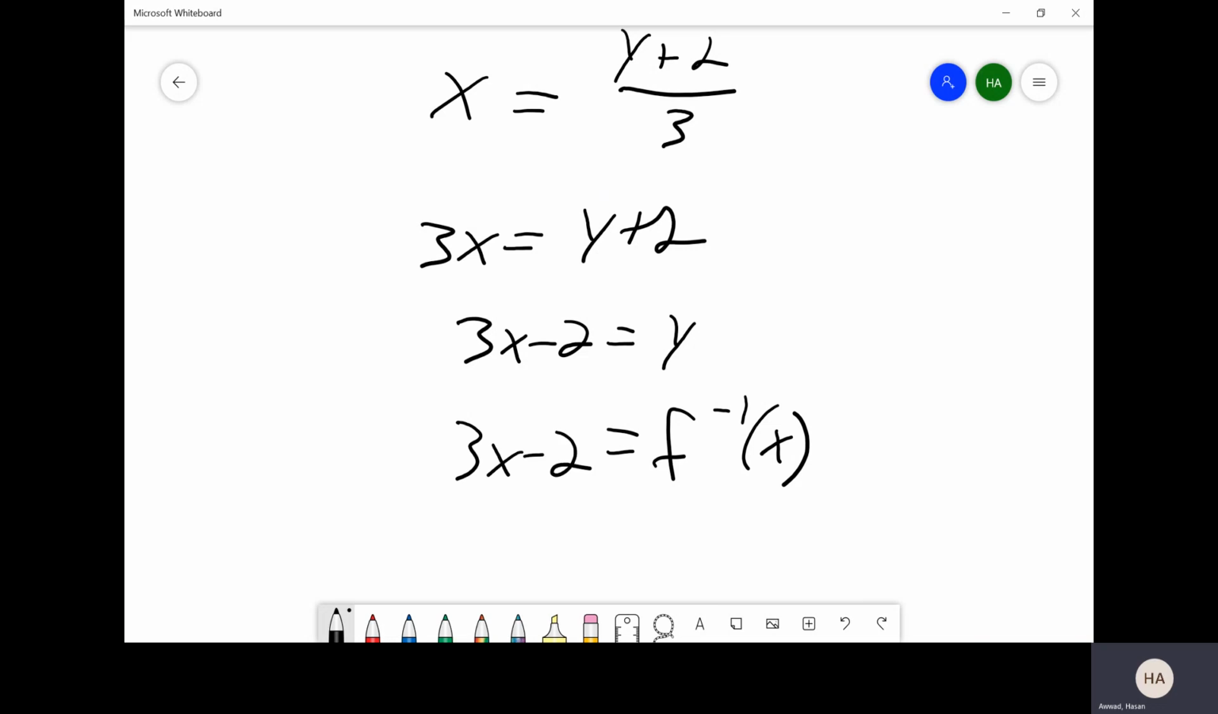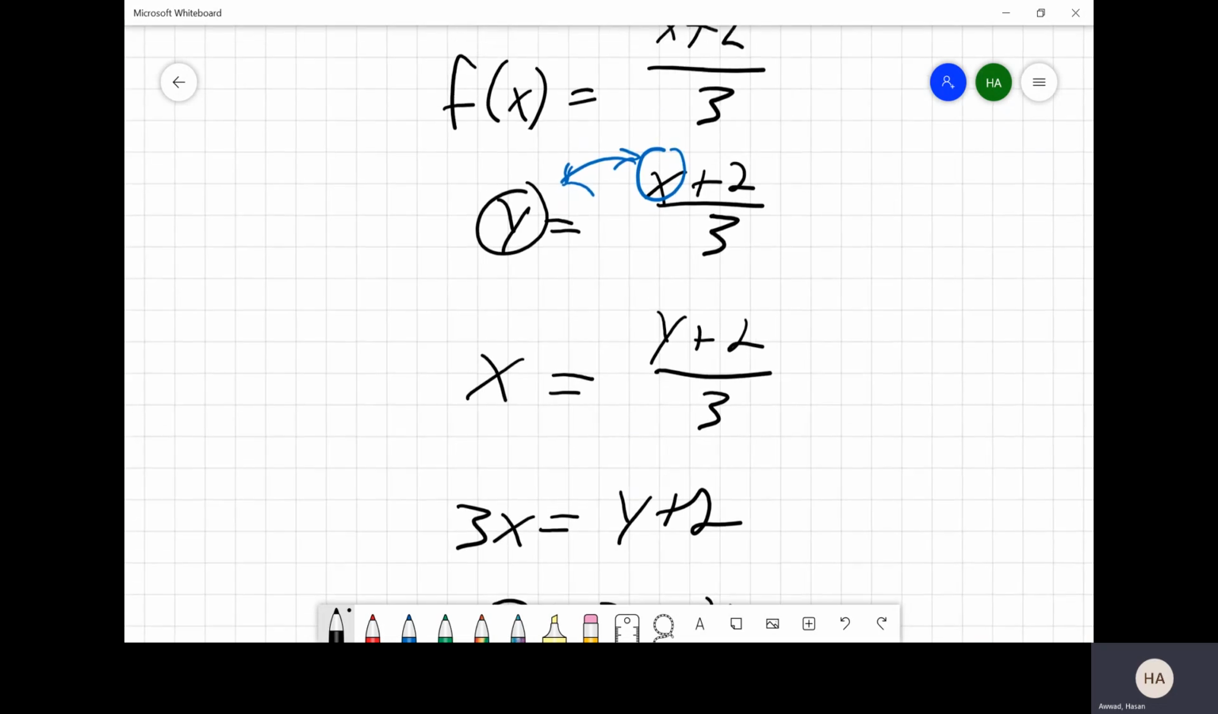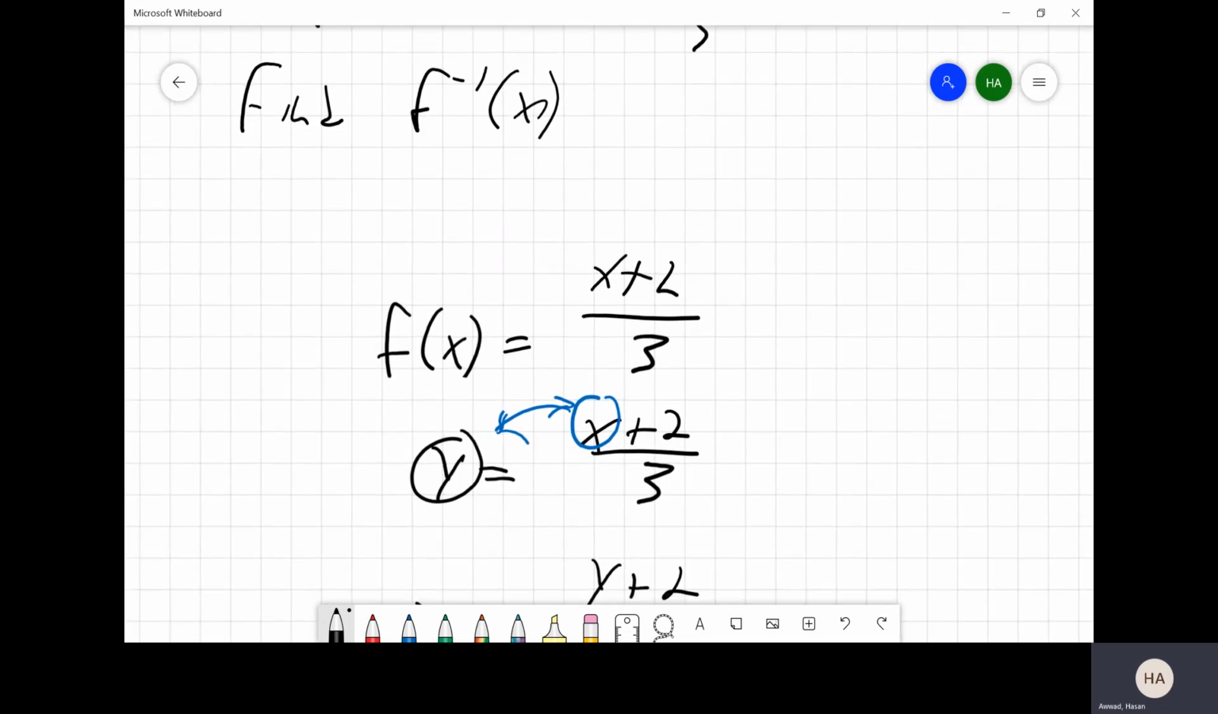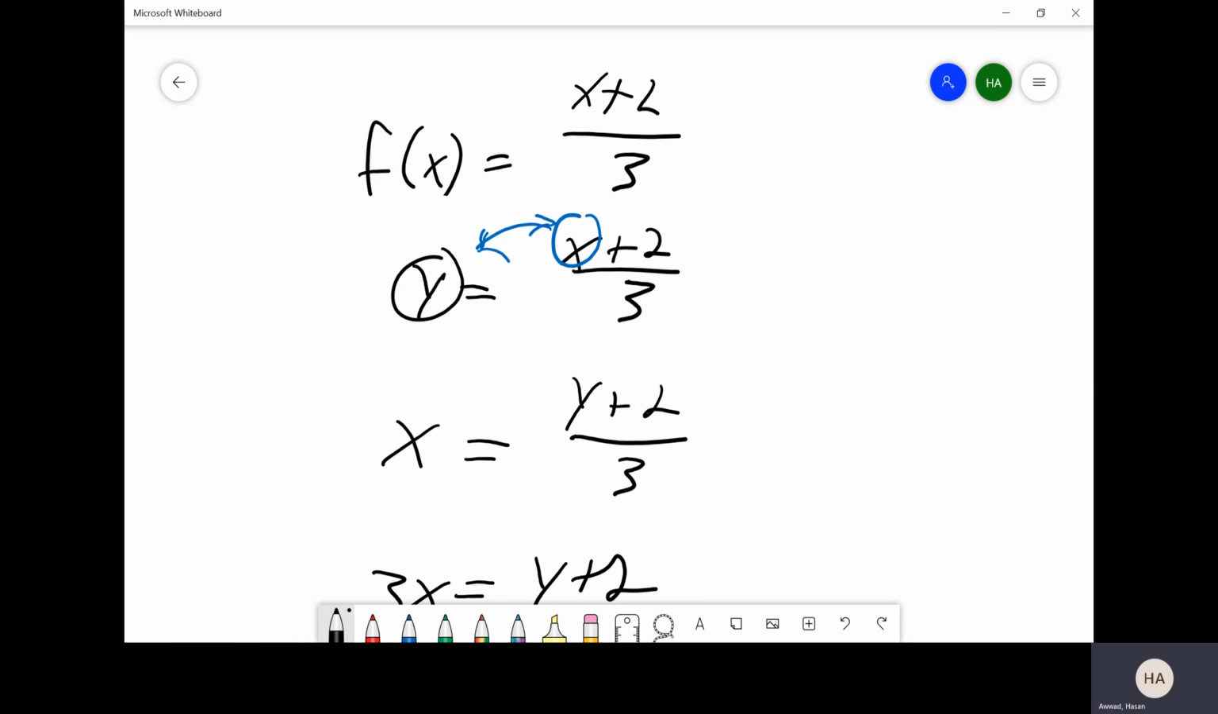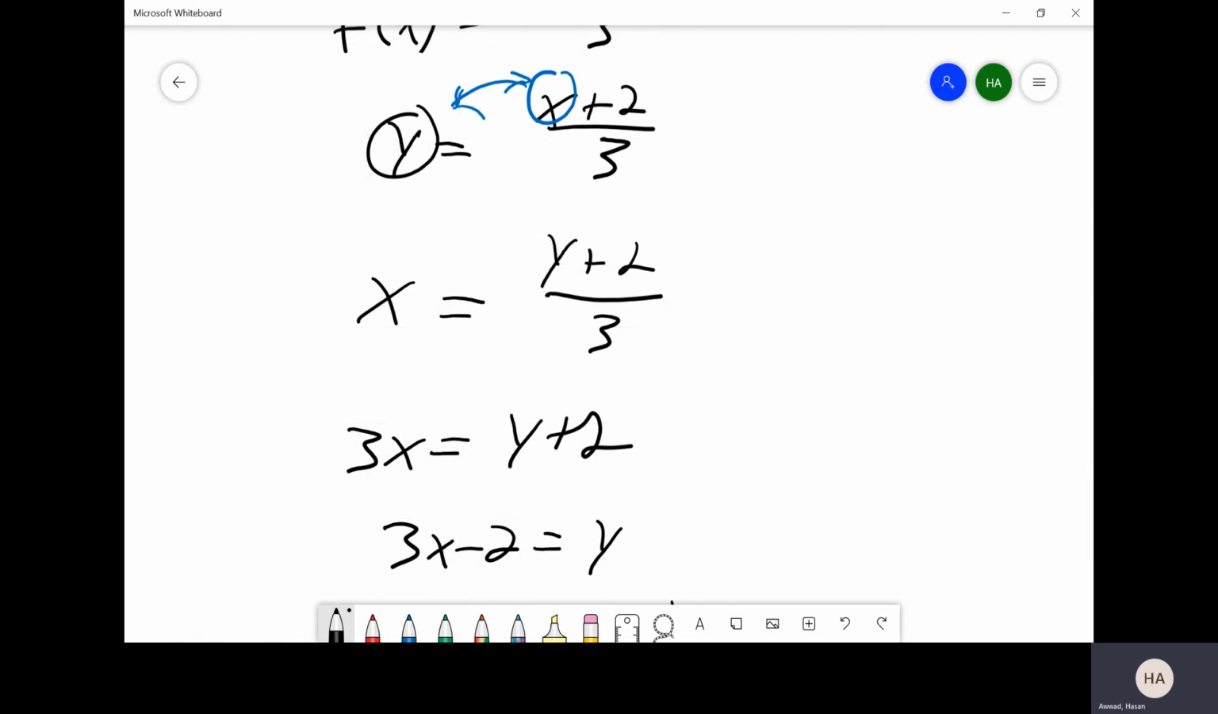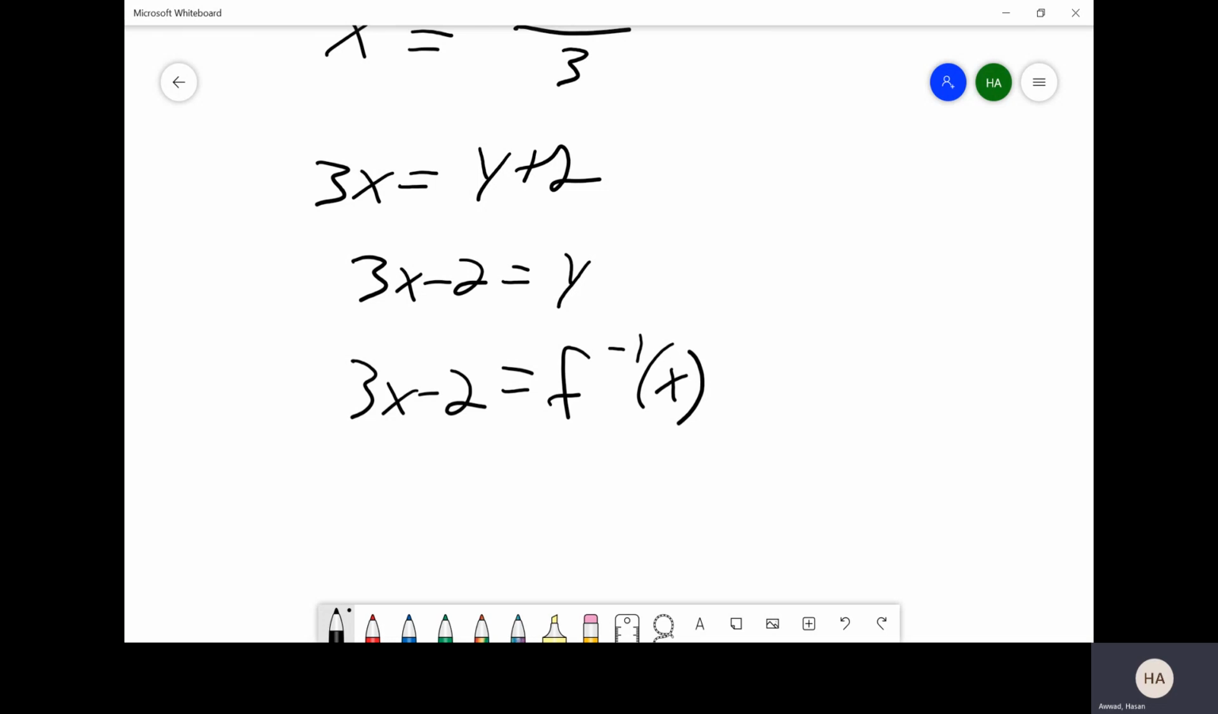Okay, so just to recap on how we solve this: we first started with the original function. We put it into the equation form where you have two variables now, with your y in place of the f of x. You switch the spots of x and y, and you solve for y all over again. Once you've solved for y, you can then put in the function notation of the inverse. So now, instead of y, we have the inverse function of f of x.